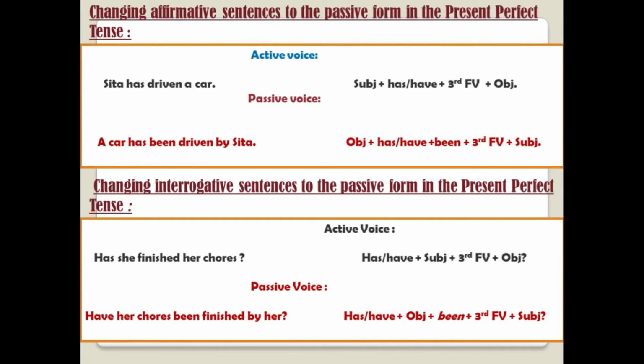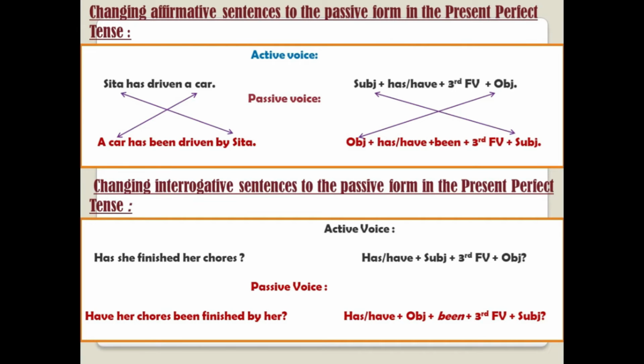Changing affirmative sentences to the passive form in the present perfect tense. Affirmative sentences are sentences having a full stop at the end and are simply statements. Sita has driven a car. The formula for the active voice is the subject plus has or have plus third form verb plus object. When changing it to the passive voice, objects and subjects interchange. In the passive voice, we add a new word, been, and this is the answer you get: A car has been driven by Sita. Object will be the main focus in the passive voice.